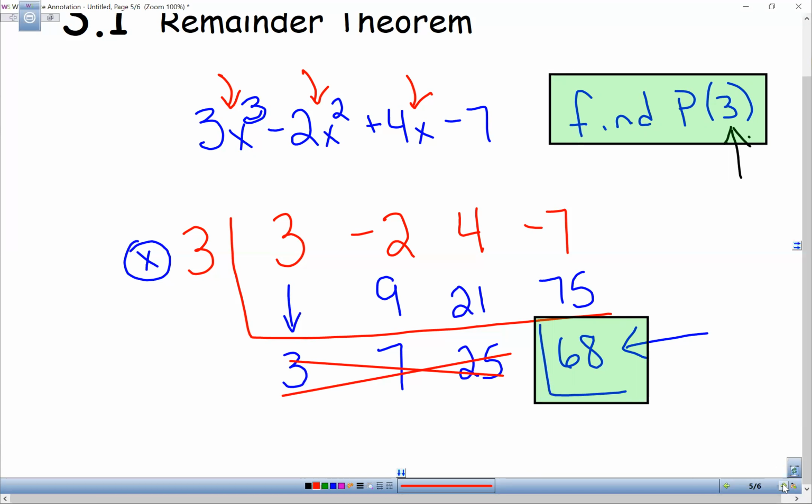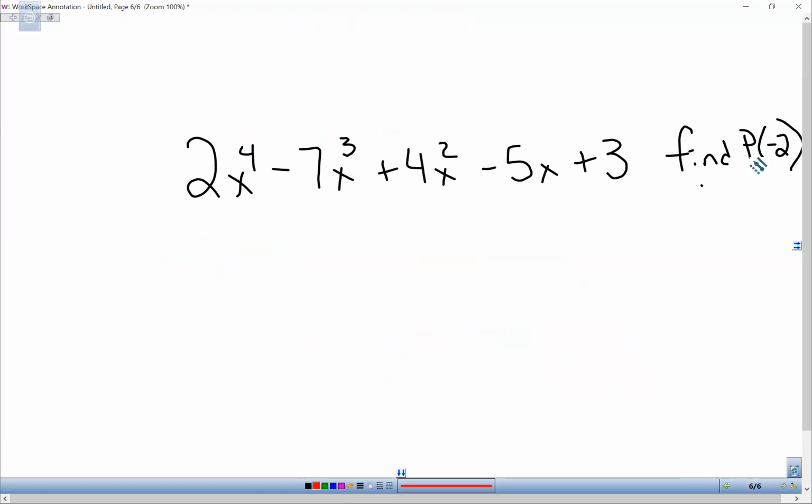Okay, let's look at another example. So here we have a little bit bigger polynomial. We're using -2 for our value, so we're finding p of -2. Again, this would be the same as if I put -2 in place of all of these x's and did all that calculation. But synthetic division allows me to do the same thing much quicker and much simpler.